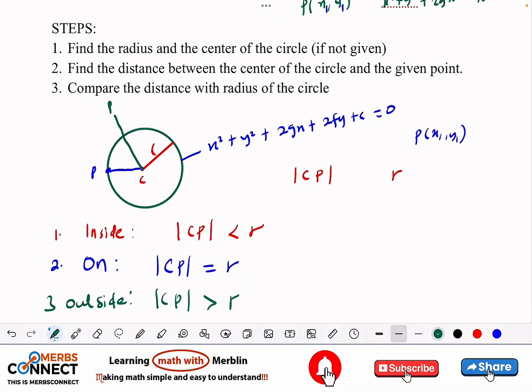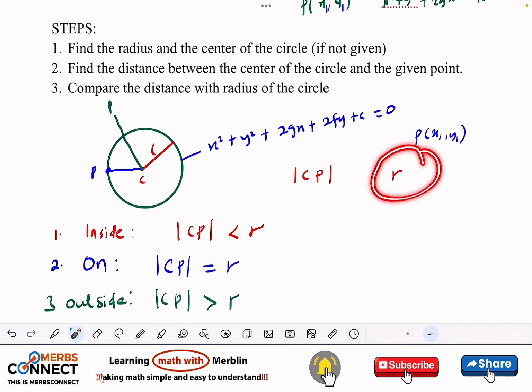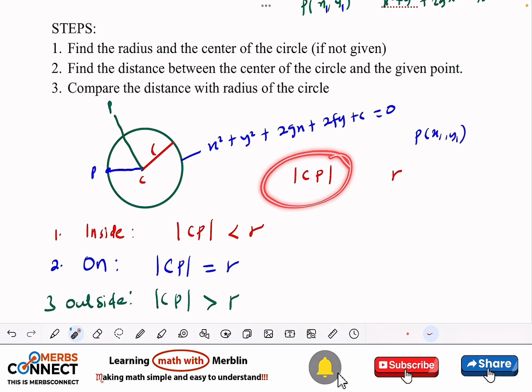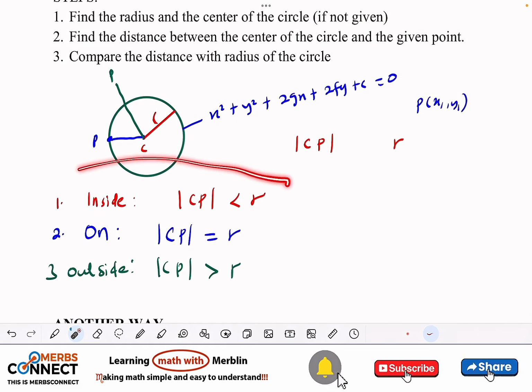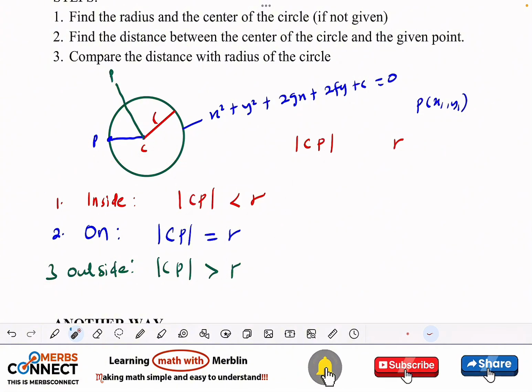So these are the 3 steps that we need to go through. Find the radius and center if not given. When you are done, put the radius somewhere. What you need to do now is pick the center that you found, and then find the distance between the center and the given point. When you are done, compare the distance with the radius, and it's going to give you one of these. Is that right? Good. You see, math is fun.